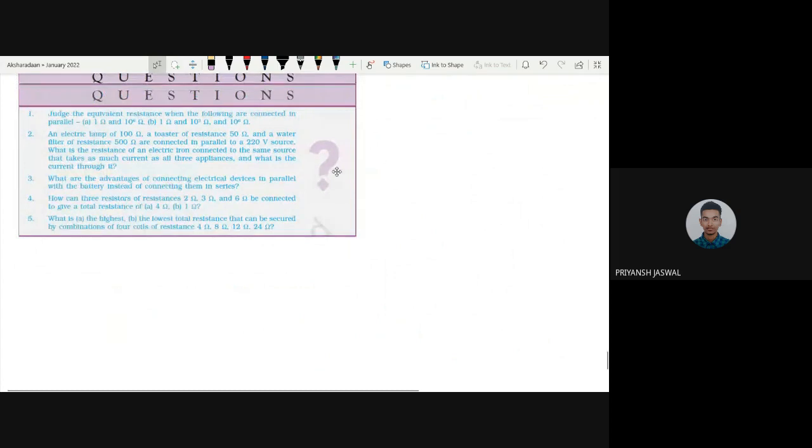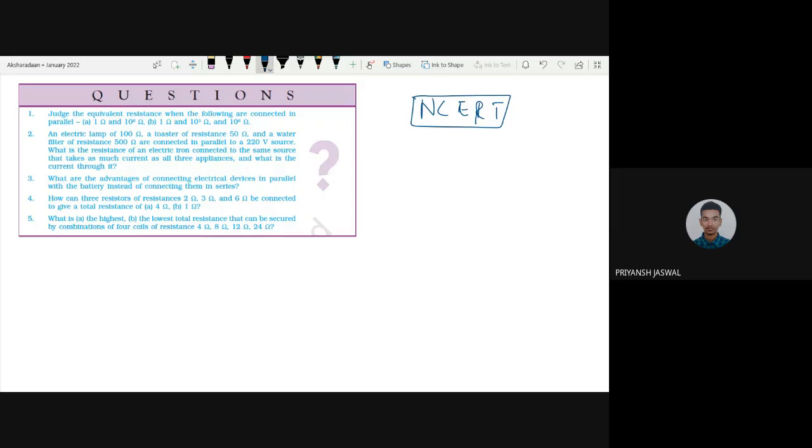This is the new set of questions. And let me remind you again, these all are NCERT questions. So if you pay attention to it, then it will be beneficial for you only. They might ask these questions in exams also.